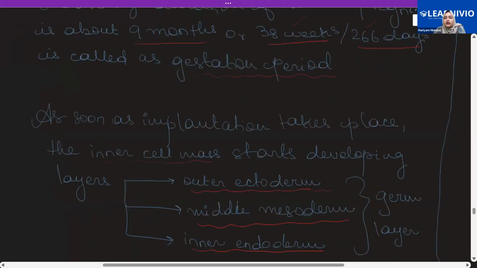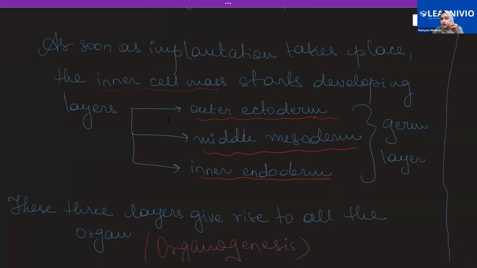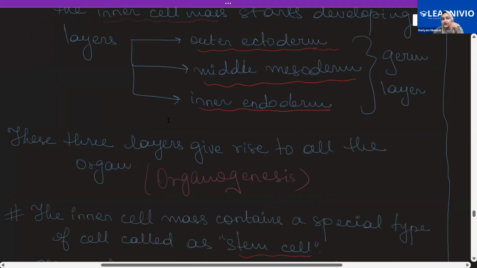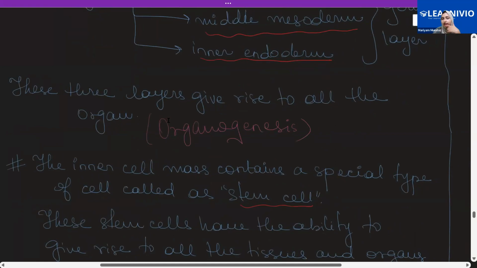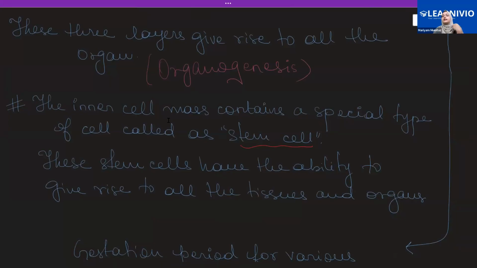As soon as implantation takes place, the inner cell mass, the group of cells, starts to divide and forms the germ layers: outer ectoderm, middle mesoderm, and inner endoderm. These layers give rise to the organs, a process called organogenesis. The inner cell mass contains the stem cells, which have the ability to give rise to all sorts of tissues and all sorts of organs.